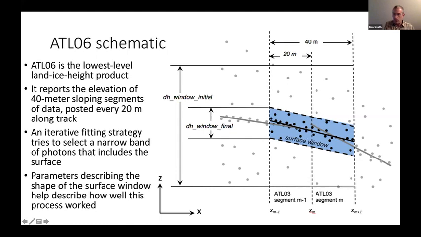So we take all the points within 20 meters on either side of the reference track. We fit a line segment to those points, and then we iteratively shrink the window to try and converge on something that looks like an ice sheet surface. You can see that there are background photons distributed around the surface itself. We try and ignore those background photons and just take the photons that are at the surface itself. We do this with an iterative fitting strategy that I'll show in the next slide.